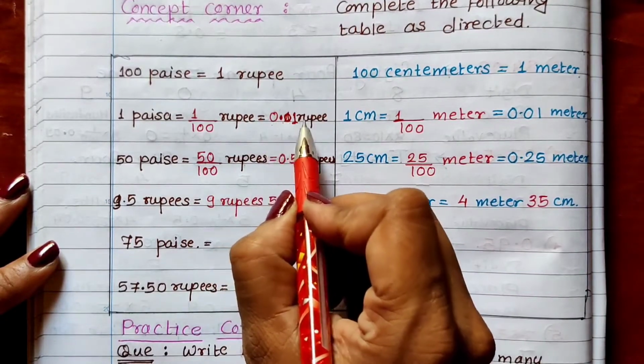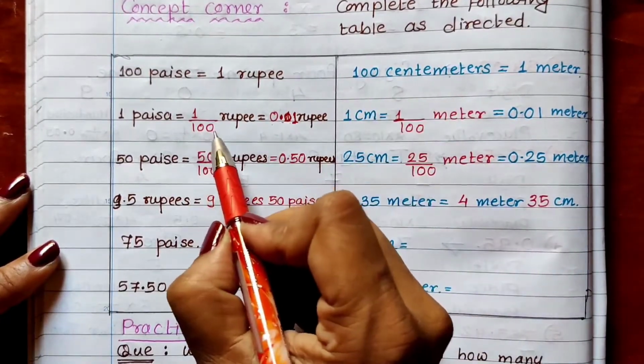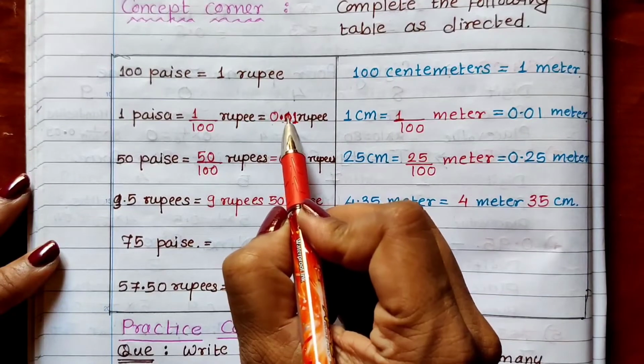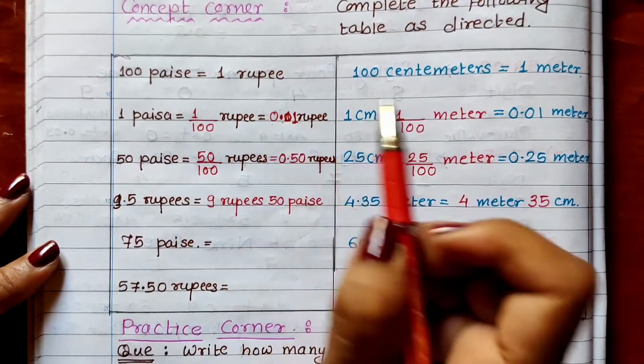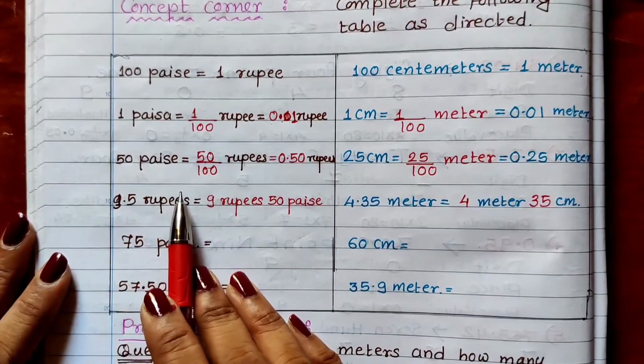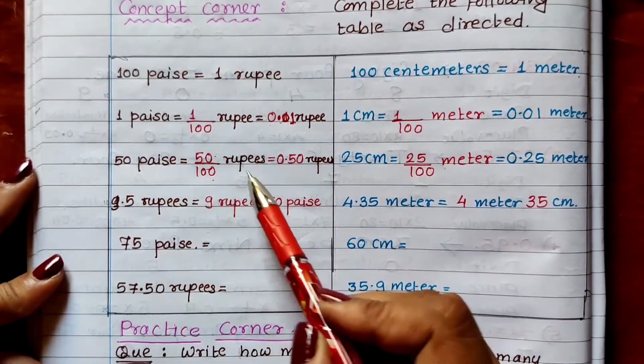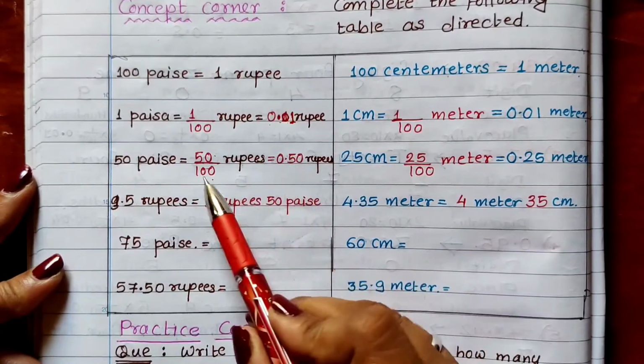But on the right hand side of decimal point, what we have to do? There should be 2 digits because 2 zeros are there. So we have to write 0.01 rupees. Next, 50 paise we have to convert into rupees. So what we have to do? 50 divided by 100. So 50 divided by 100, what we will get?